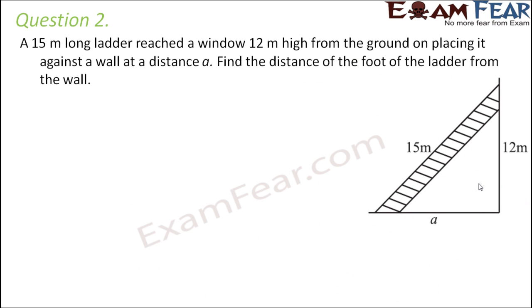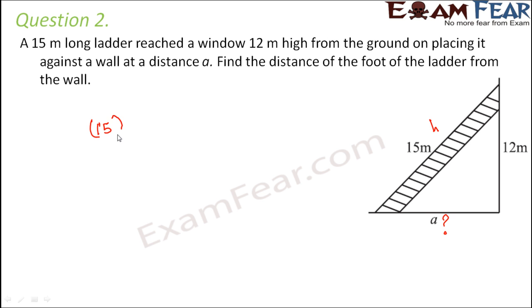Question number 2. A 15-meter long ladder reached a window 12 meters high from the ground on placing it against a wall at a distance A. So this is the ladder, 15 meters. Height 12 meters and the distance from the wall is A. Find the distance of the foot of the ladder from the wall. So basically we will have to find the value of A. So again we'll use Pythagoras theorem. So hypotenuse square. So here which is the hypotenuse? This ladder is the hypotenuse.